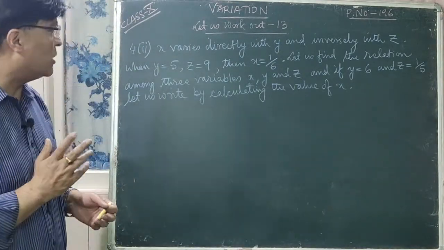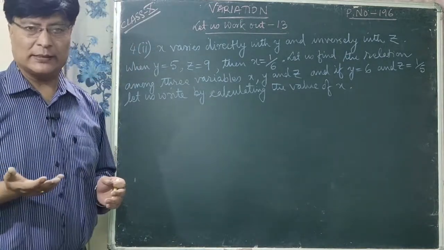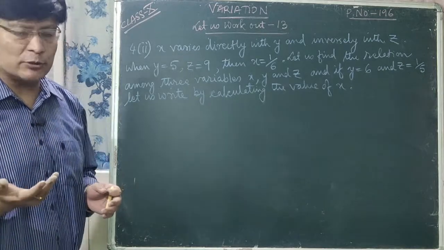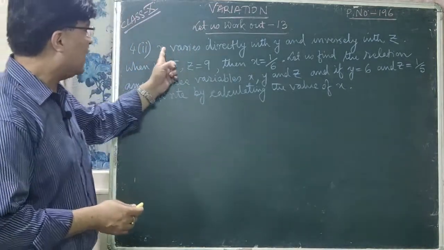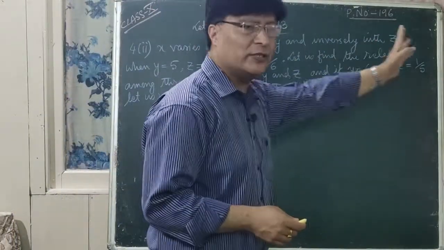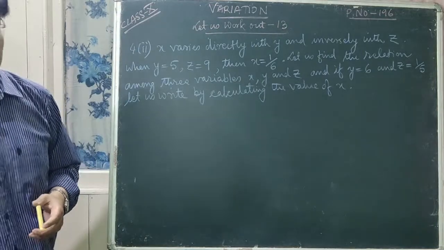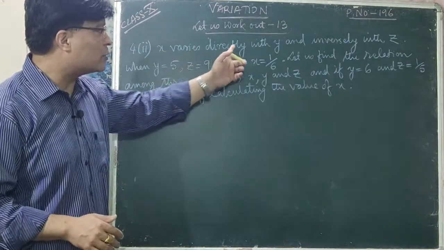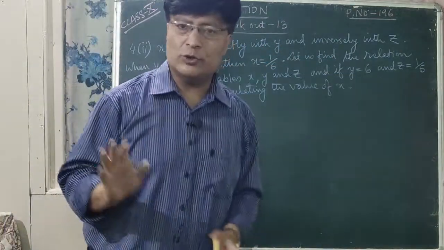Question 4, number 2 says x varies directly with y. That is, x is directly proportional to y and inversely with z. That is, x varies inversely with z. The two relations are given for the same variable x here. X is directly proportional to y and x is inversely proportional to z.